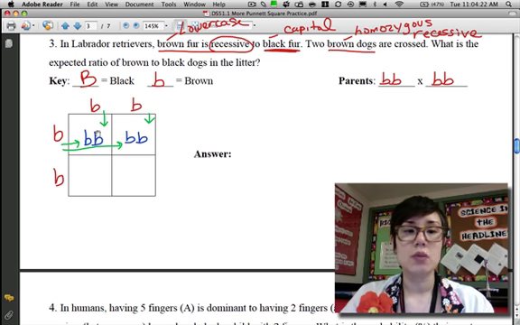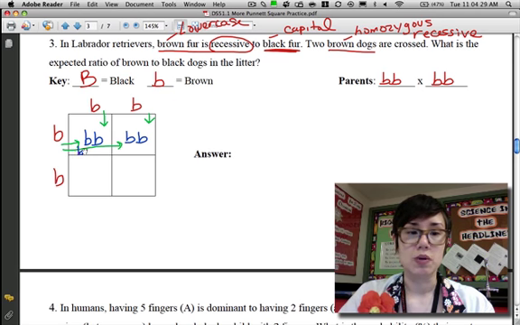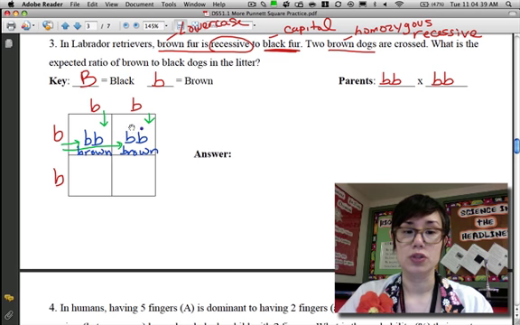Let's go ahead and write down what the phenotypes would be for each one of these offspring. If I'm little b, I have to be brown. So I'm going to write that down. And then in this quadrant, my other baby is also going to be brown because they're 2 lowercase letters, or 2 recessive alleles that code for the recessive phenotype of brown.